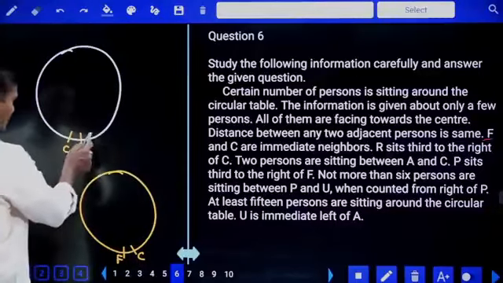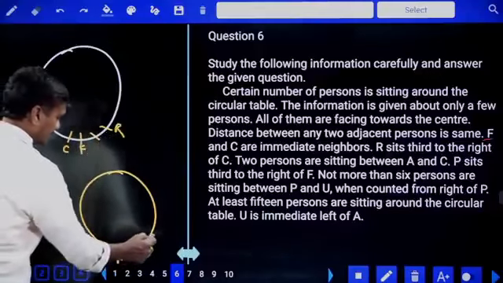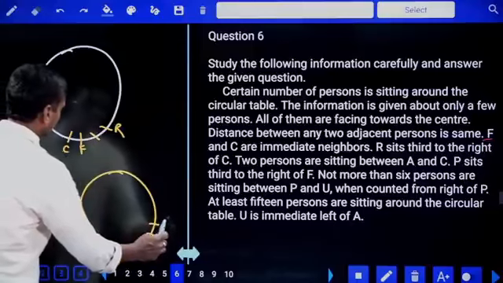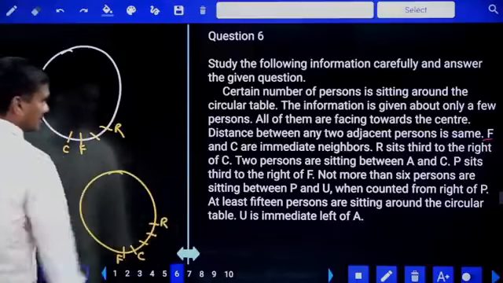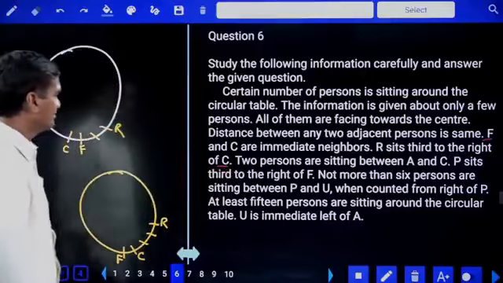In this case, 1, 2, 3, R is to the right. Now R is to the right of C, 1, 2, 3. R sits to the right of C. And next one, two persons are in between A and C.